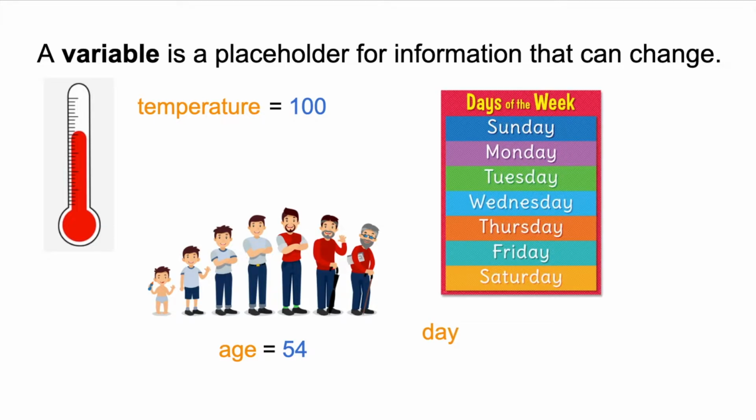The days of the week is also a variable. Today, it might be Monday. Tomorrow, it's going to be Tuesday. And the next day, it might be Wednesday. The day of the week is not always the same every single day. It changes from day to day. So day is a variable because it changes.